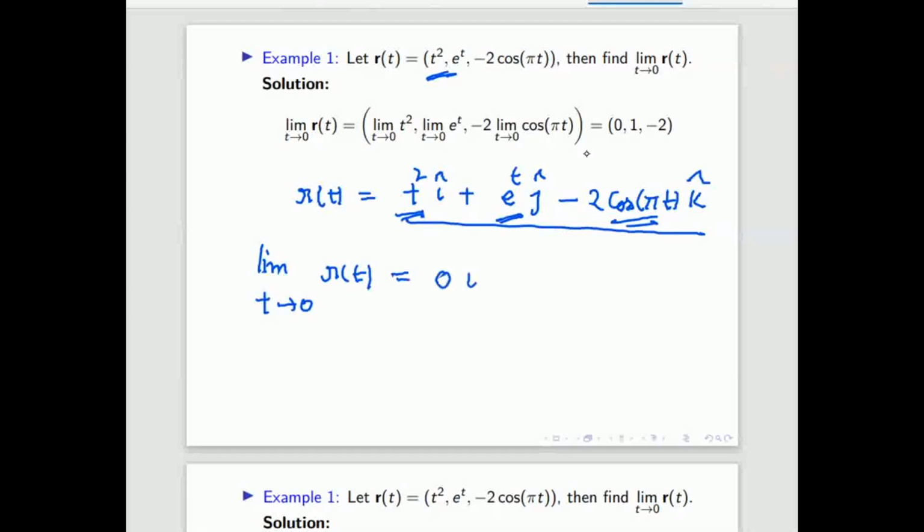So it will give 0 i cap. This will give 1 j cap. This will give minus 2 k cap. So either you write in this form, or you write 0, 1, minus 2. Both have the same meaning.